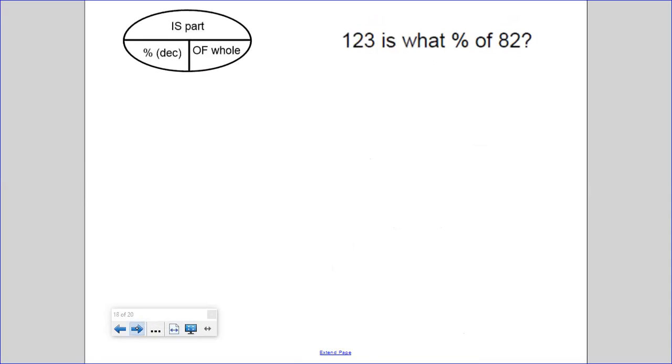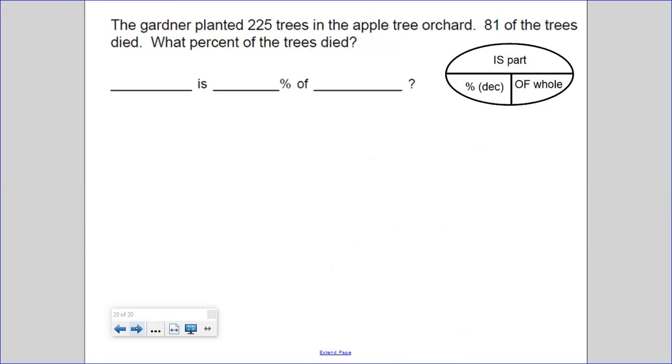So let me see, let's try, what if I gave you something like this? The gardener planted 225 trees in the apple tree orchard. 81 of those trees died. What percent of the trees died? So I think a lot of you would say, okay, well, I know I'm missing this. I don't know what percent is, but then you're like, ooh, I don't know which one's the whole, which one's the part. My suggestion here is just to read it and put yourself inside the problem. Okay, you're the gardener, okay? You go out to your apple tree orchard and you plant 225 trees, but 81 of them died.